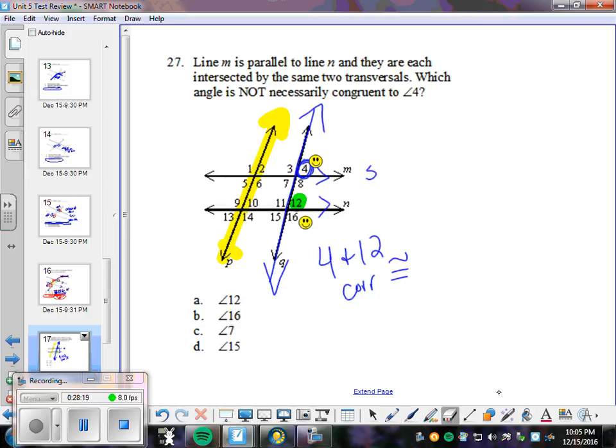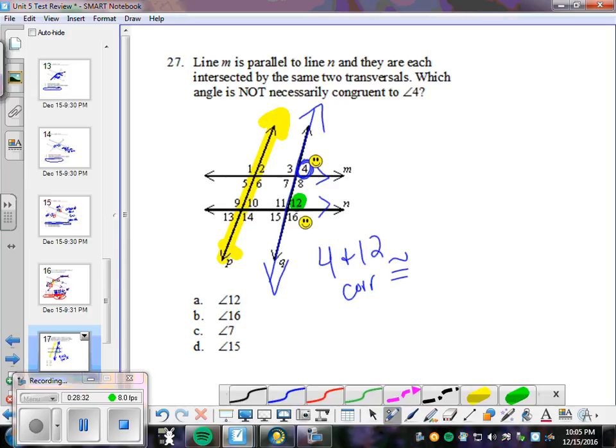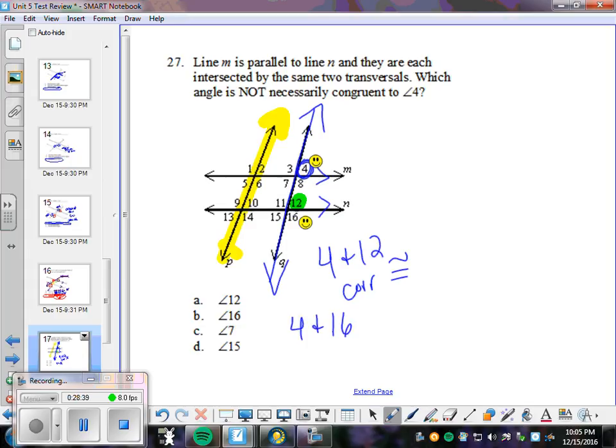So 4 and 16, hold on. Oh, smiley faces everywhere. Let me change that back, sorry. Try this again. See if I pick up my pen if this works. Okay, maybe. 4 and 16, there we go. So 4 and 16 are same side exterior. So they would be supplementary, not congruent.